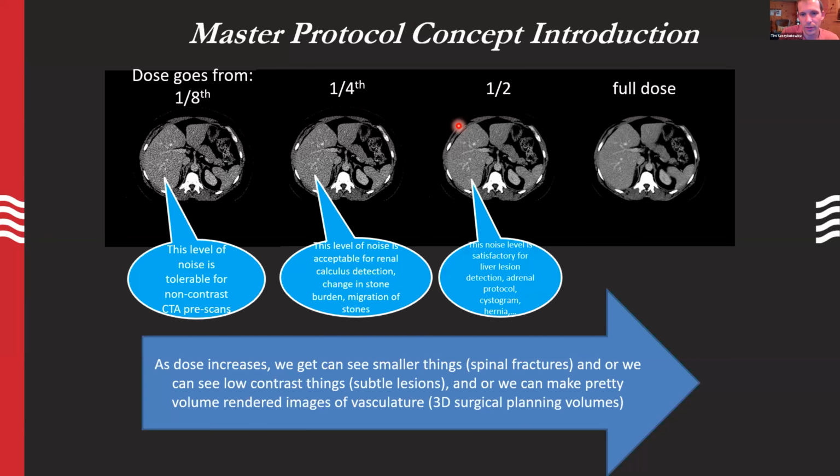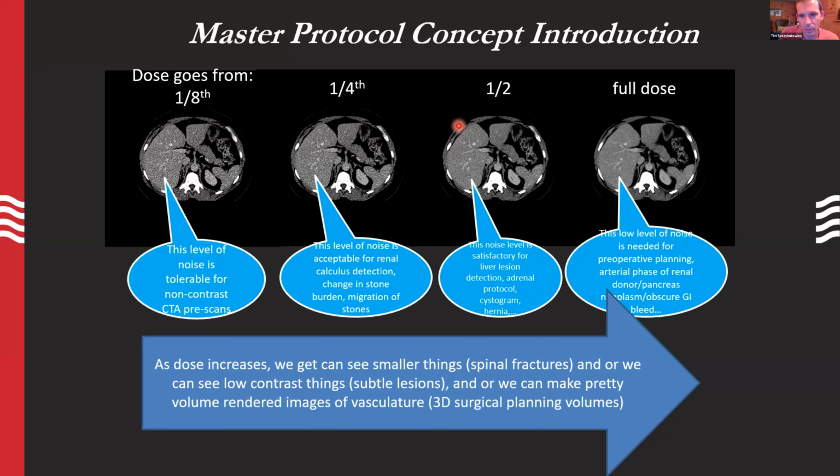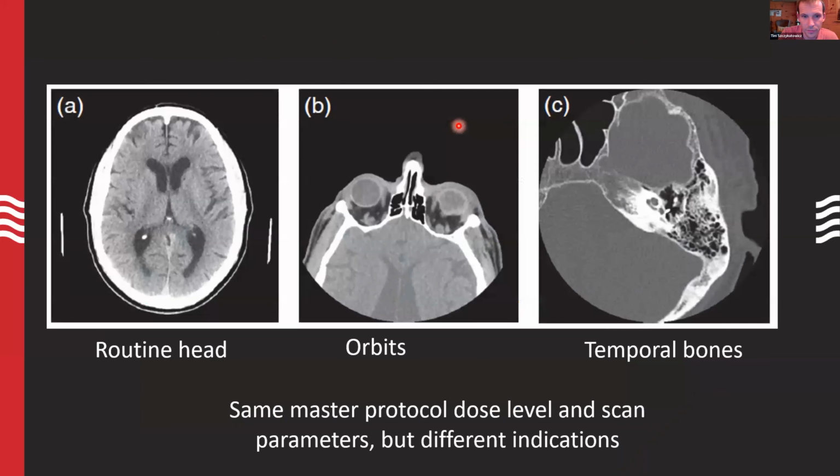We don't need a lot of image quality. Above that might be our bread and butter protocol. And then maybe our highest dose bucket is used for surgical planning, where we need to make a fancy volume rendered image for a surgeon of a little 1 millimeter vessel, and we need really good quality. Or it might be the dose level we use to do a trauma scan that we're also going to retro recon some reformats for the spine off of.